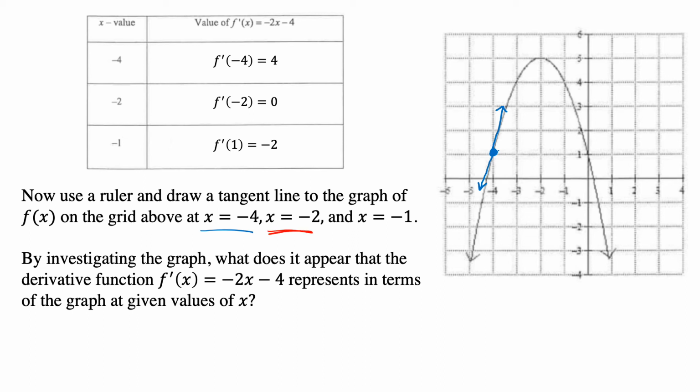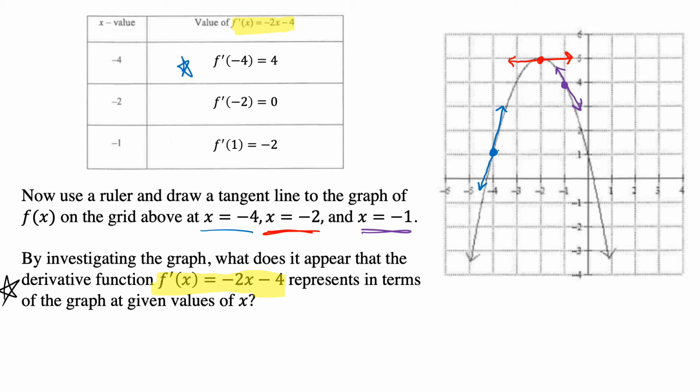Same thing, we're going to draw our tangent line at x equals negative 2. So at negative 2, we're going to draw a line that's going to intersect only one time. And then at negative 1, we're going to draw a line that intersects with our function only one time. So now that we have those three graphed, we want to investigate our graph, and we want to think, what does it appear that the derivative function f prime of x equals negative 2x minus 4, which remember is what we plugged into in this chart to get out those values, represents in terms of the graph at each given value of x.